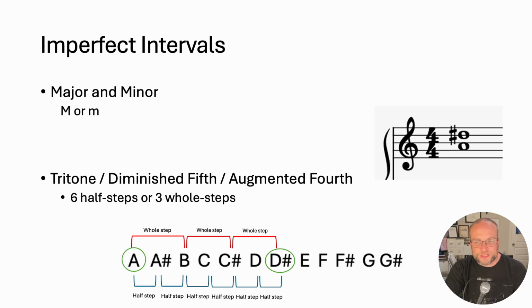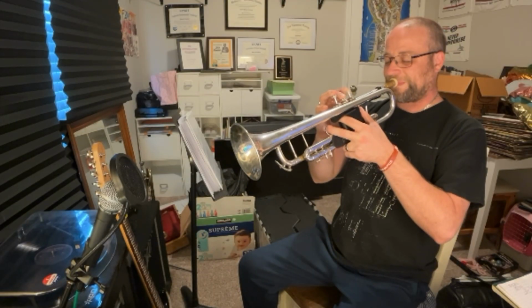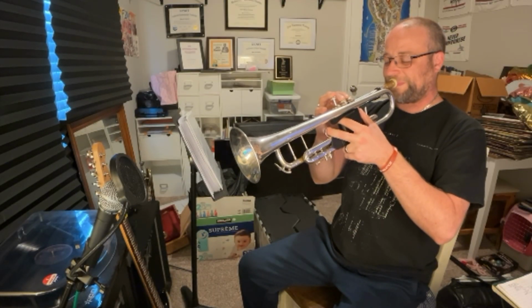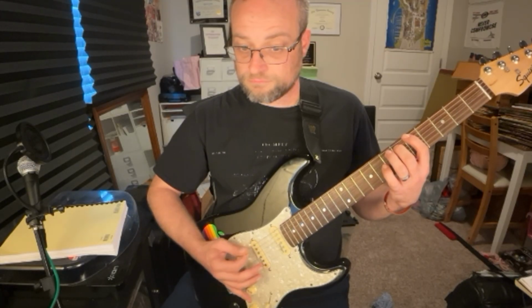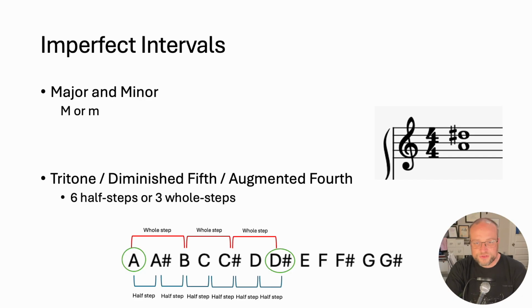Now we come to the interesting intervals. Let's talk about the tritone first. The tritone is made up of 3 whole steps or 6 half steps. Between the 2 octave notes, the note in the middle is the median of the alphabet. It's right in the middle. Because the octave is divided by 3 notes, we call this a tritone.